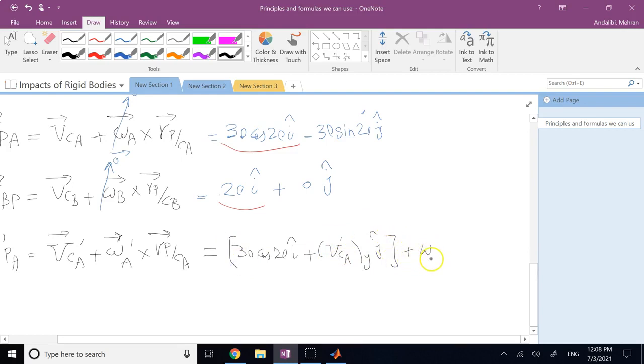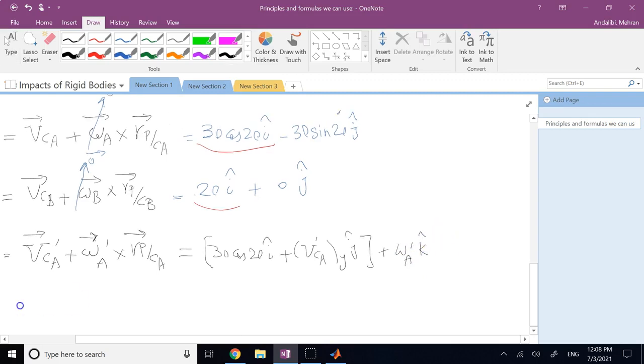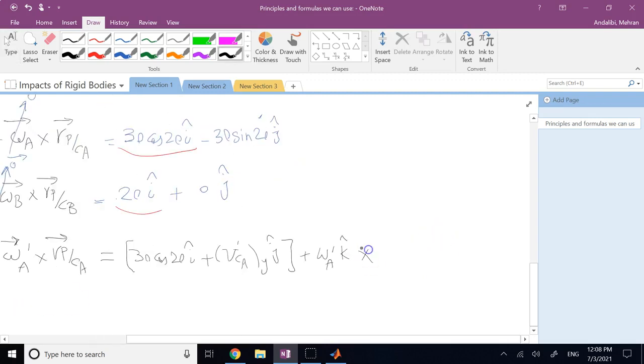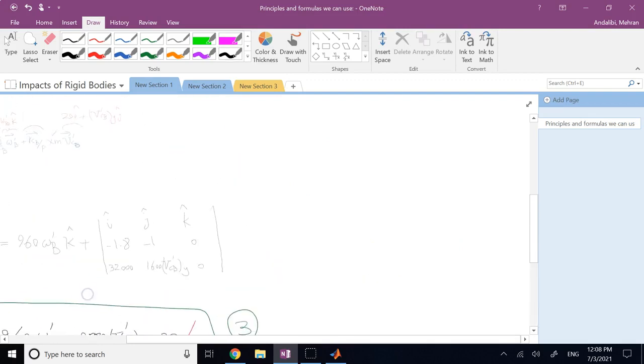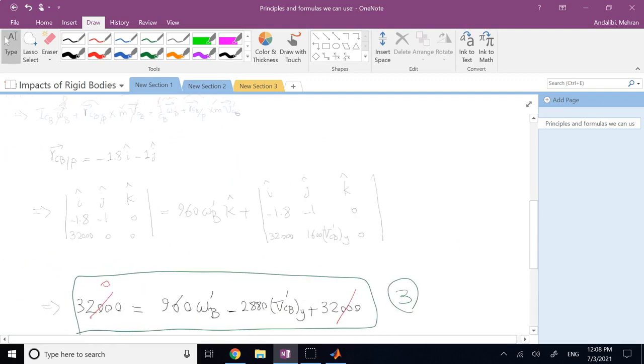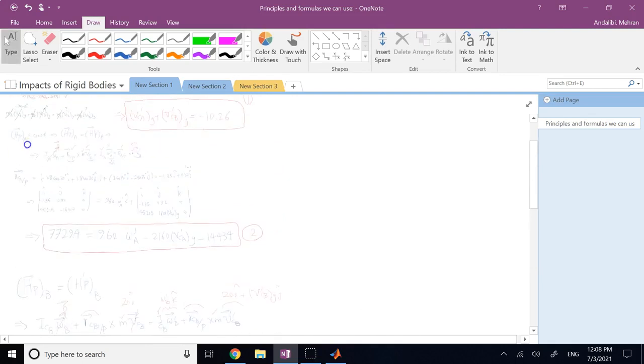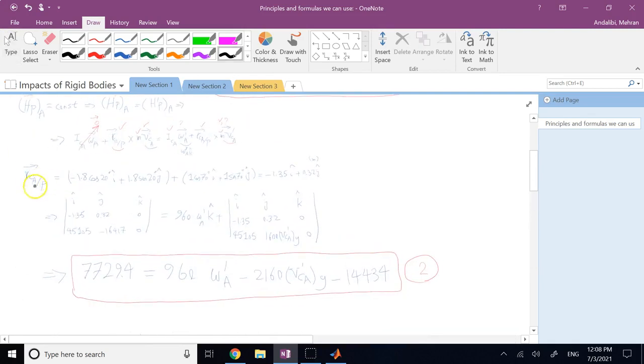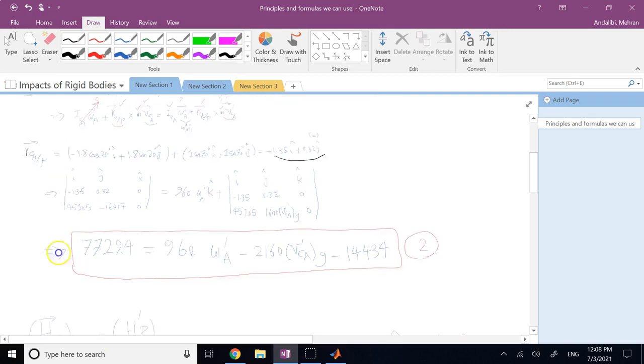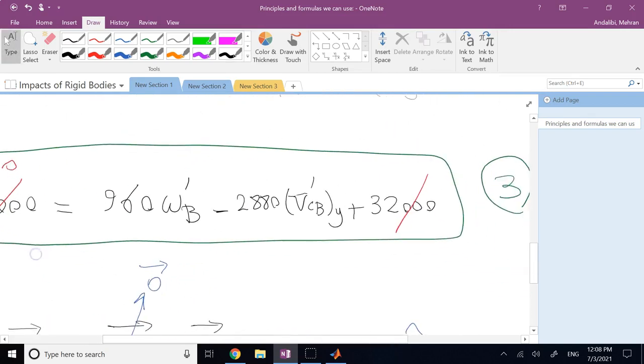Omega prime, I don't know, I just assume it is in the k direction. And then cross r of P with respect to CA, which I guess I have somewhere up here, right? This is C with respect to P. If I want P with respect to C, that's the same as this vector, just negated, right? So positive 1.35, negative 0.32.